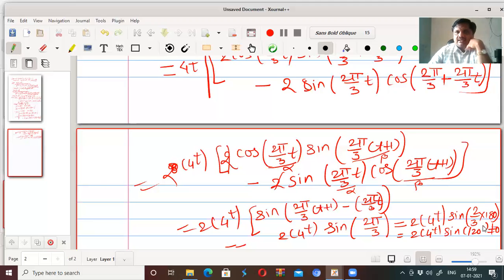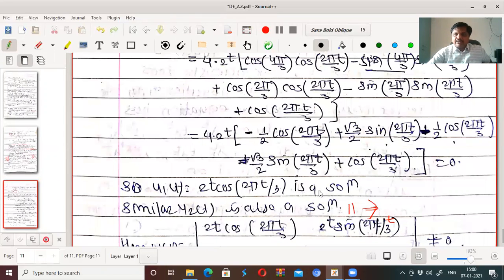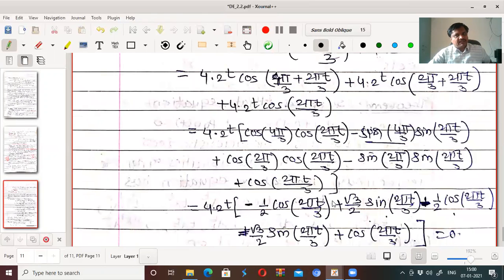Therefore, the Casoratian is not equal to 0. The Casoratian of the given is not equal to 0. And since Casoratian is not equal to 0, these two are the linearly independent solutions of given equation. Hence, by using Casoratian, you can verify that whether given solutions are linearly independent or not.